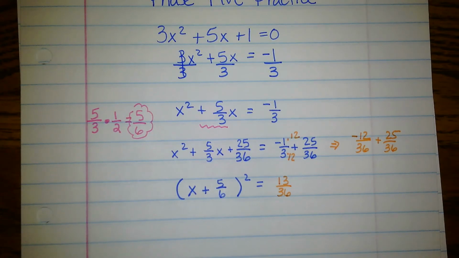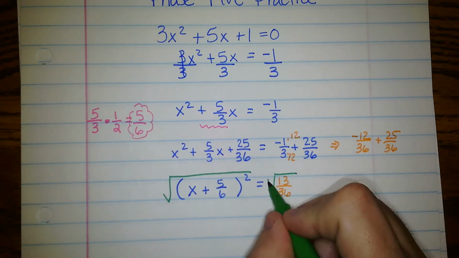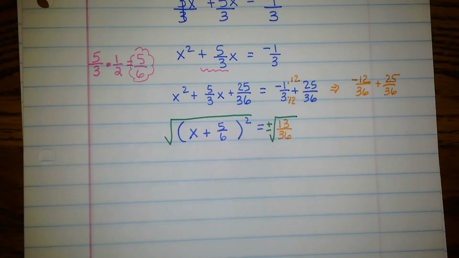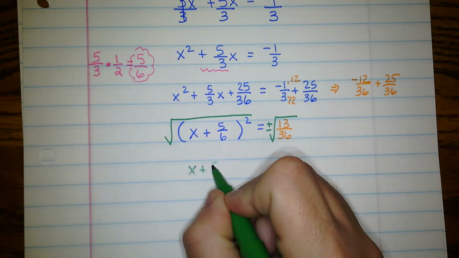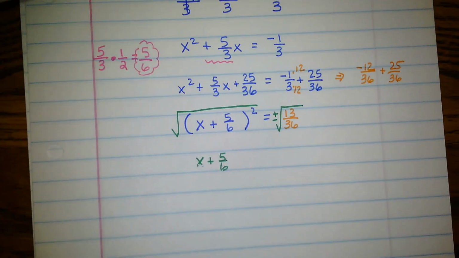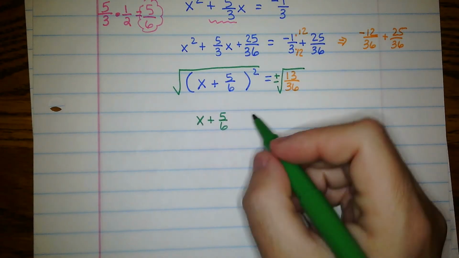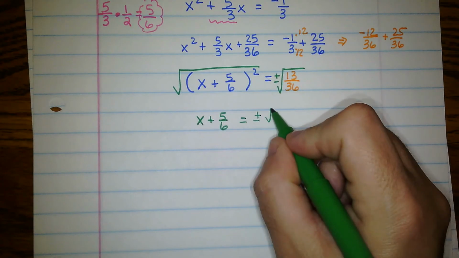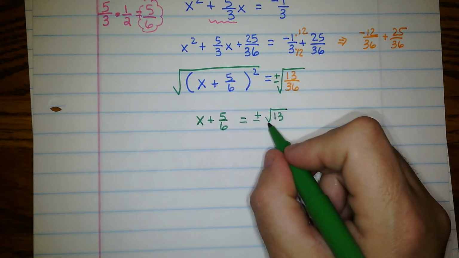Now I'm ready for the square root. Don't forget your plus and minus. The square root function says that when you square a square root, the inverse, whatever's underneath comes out. So this should be x plus 5/6 equals plus or minus. The 13 stays a radical. The square root of 36 though, radical 36, is 6.